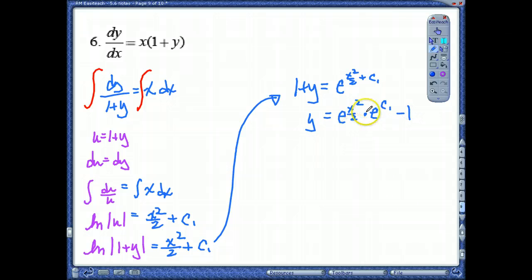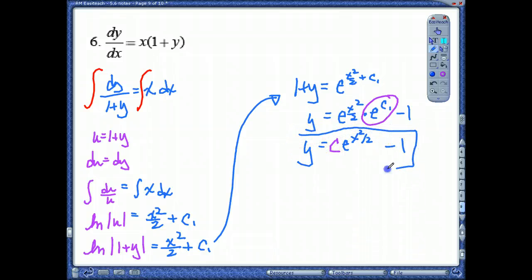Subtract our 1. And then our constant, we're just going to rename it. This is just a number. We don't know what that number is. So we're going to rename it so it's going to be easier for us to work with. The power is our x squared divided by 2. Minus 1 is not part of the exponent. Make sure people who look at your paper can tell the difference.